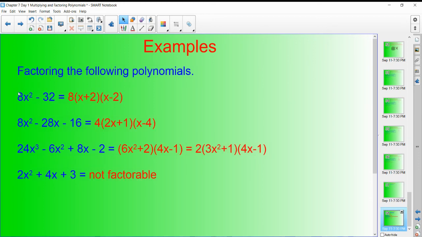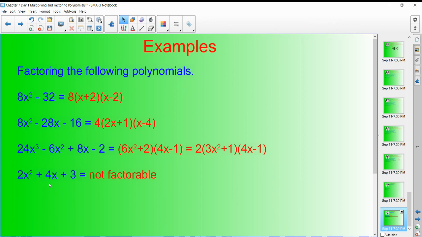Okay, the top one required a difference of squares, required GCF. You get 8 times x plus 2 times x minus 2. The second one, once again, GCF. This one would use the box method, the X box. Third one, GCF again. Then we're going to do grouping. And then the last one, maybe you tried the box and it was unfactorable. Nothing worked. And I agree.